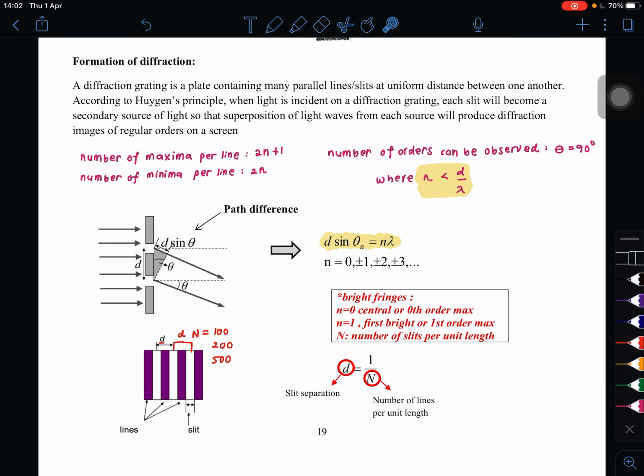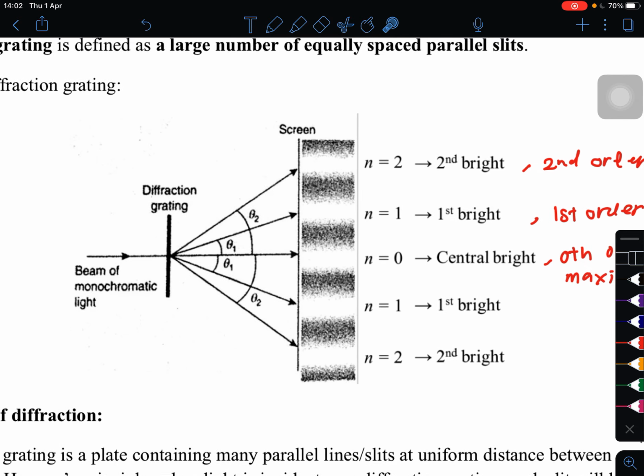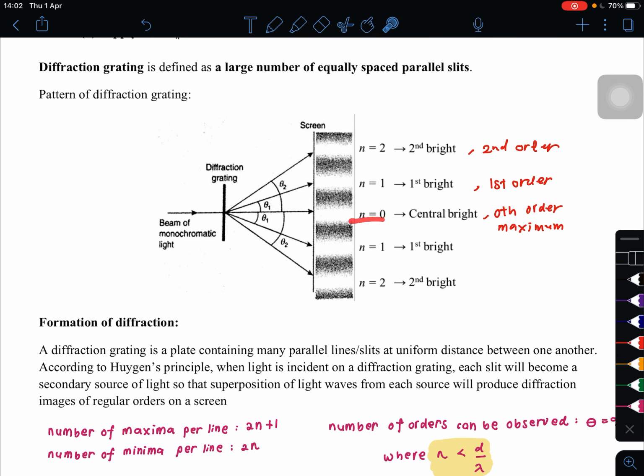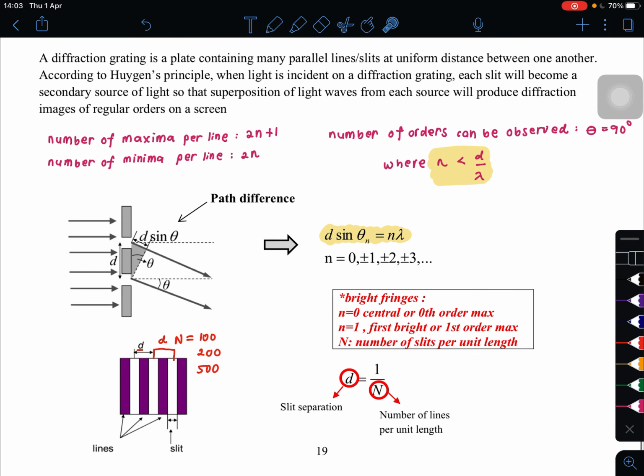d sin theta n is equal to n lambda, di mana d dekat sini adalah the slit separation, which is this one. And then sin angle will be the angle from the center. Angle mesti angle daripada center, di mana ni adalah central bright kan. So angle daripada center kepada the first bright is this angle. And then angle daripada center to the second bright is this angle. So angle must be always from the center, di mana center n adalah sama dengan kosong. First n is equal to 1, second n is equal to 2. And then here we start the n from 0, di mana 0 ni adalah the central. And then 1, 2, 3 and so on.